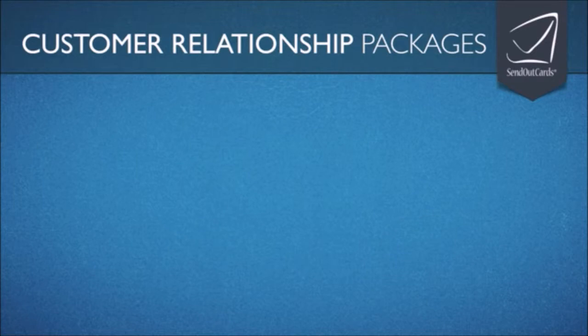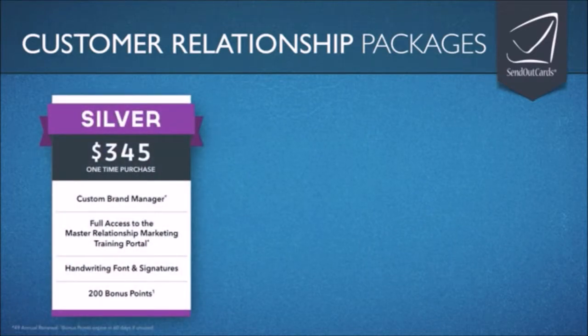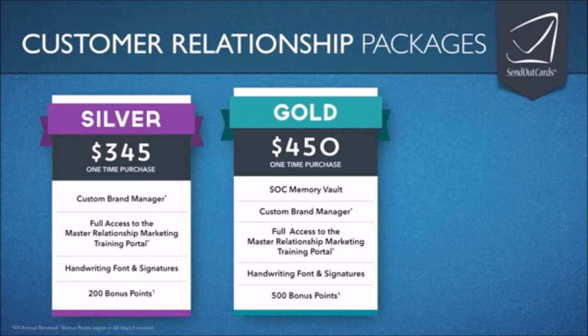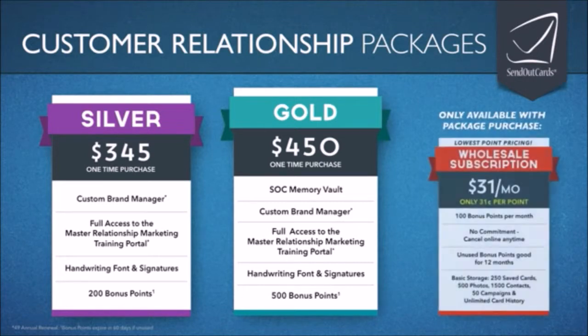Now we have a Silver Customer Relationship Package, which includes access to the Master Relationship Marketing Training Portal, the Custom Brand Manager, a handwriting font and signatures, plus 200 bonus points. The Gold Customer Relationship Package has everything you need to expand your personal or corporate brand on a massive level. Not only does it include everything the Silver package does, but also comes with 500 bonus points and the Send Out Cards Memory Vault. What's even better is both the silver and gold packages give you the ability to have a wholesale price subscription, letting you buy points at 31 cents each.